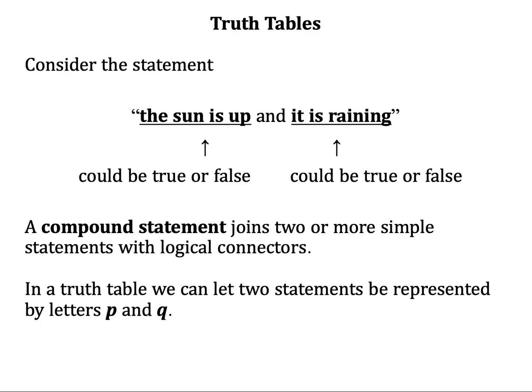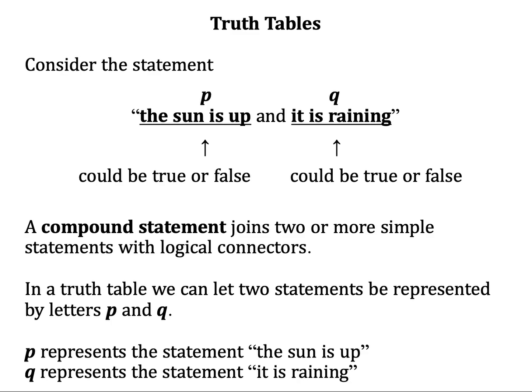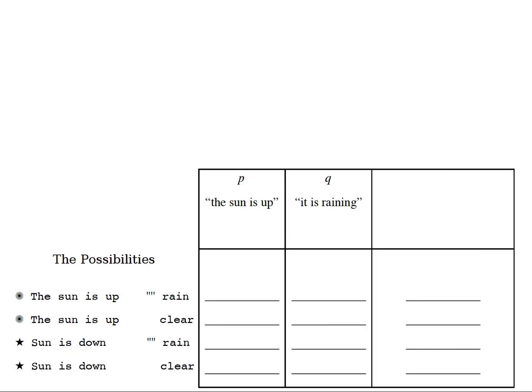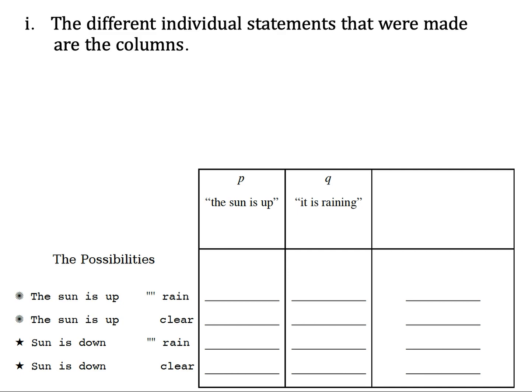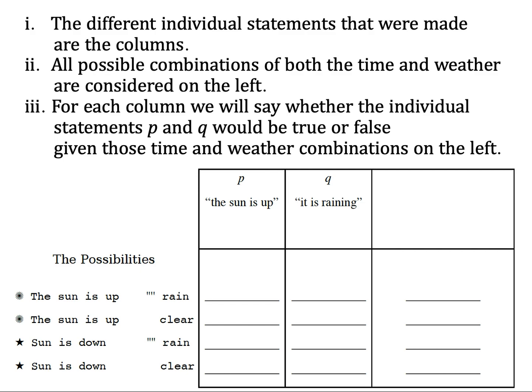Now, in a truth table, we can let two of the statements be represented by letters P and Q. P will stand for the statement the sun is up, and Q will stand for the statement it is raining. Here's the truth table. The different individual statements that were made are the columns. All possible combinations of both the time and weather are considered on the left. Those are just a guide for you. For each column, we'll say whether the individual statements P and Q would be true or false, given those time and weather combinations on the left.